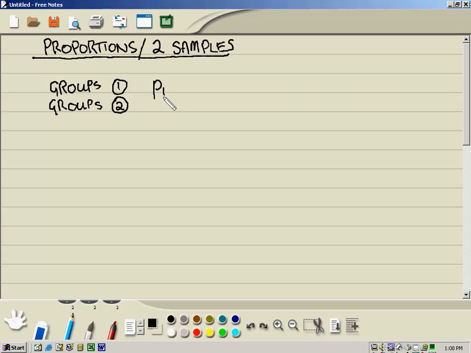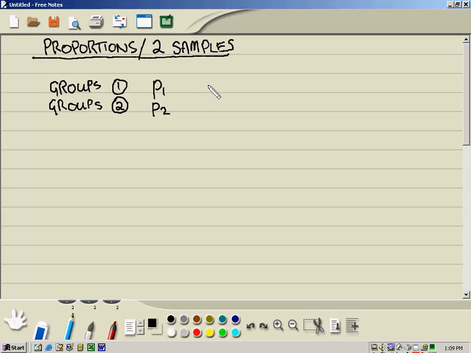For each of those two groups, we'll have true proportions. So for group 1 we'll call that P1, and for group 2 we'll call that P2. We don't care about the actual size of those proportions. What we do care about is the difference between the two. Is the difference 0? No difference. Is the difference not 0? In other words, is there no difference, or is one bigger than the other one?